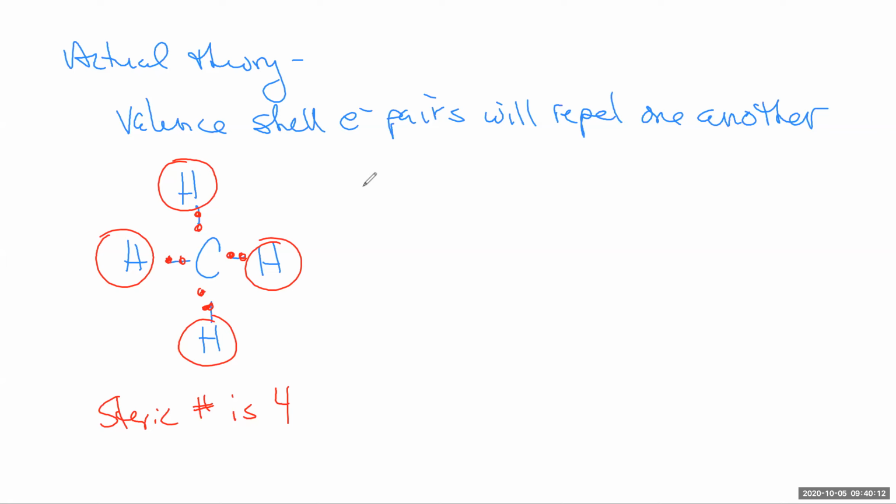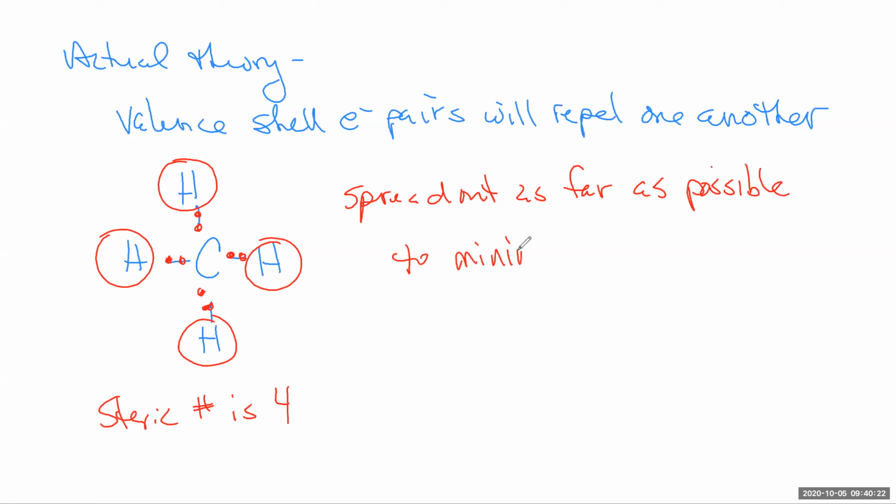So they're going to spread out as far as possible to minimize electron to electron repulsions. Now, the pair of electrons, these two can't get away from each other. They have to stay together because they're being shared between 2 atoms.